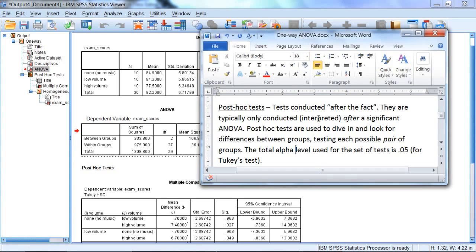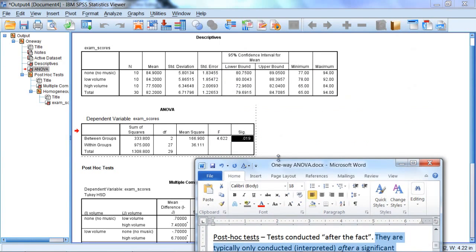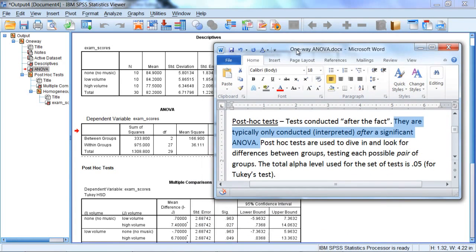Now, post hoc tests are conducted after the fact. They are typically only conducted or interpreted after a significant ANOVA. So we had a significant result, recall 0.019. That effectively gives us the green light to go and dive in and try and find out where the differences lie between the groups.